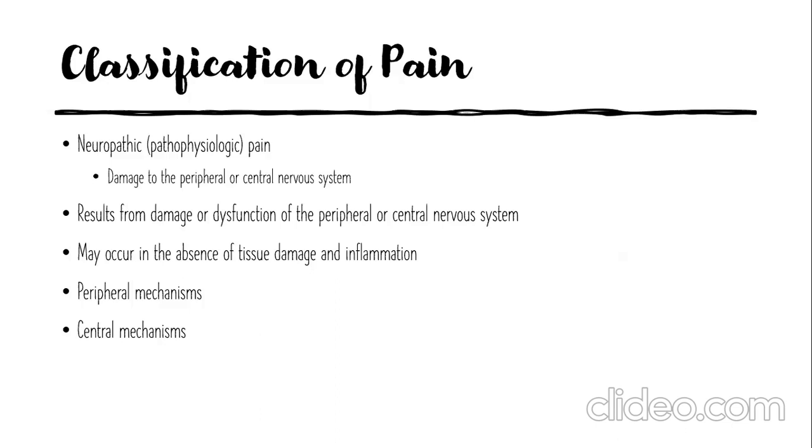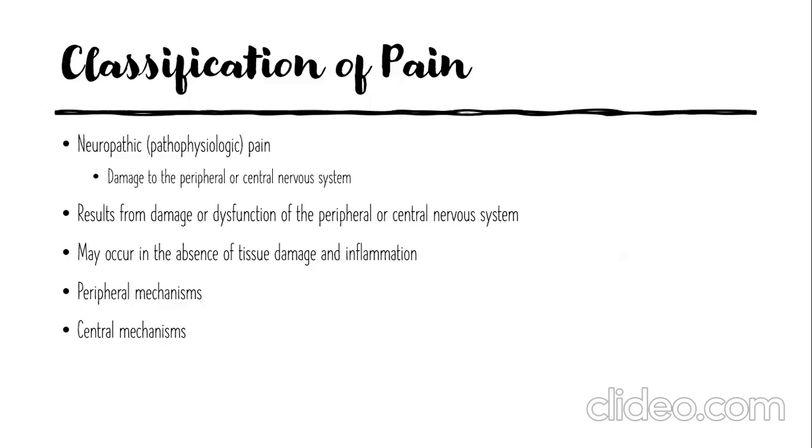Periphery, everybody know what the periphery is? Peripheral, what does that mean? Your extremities. Right, it means away from the body. So your arms, your legs, your head, your nose, whatever, your lips. That is your periphery, your peripheral nervous system. And then of course your spinal cord and your brain are your central nervous system.